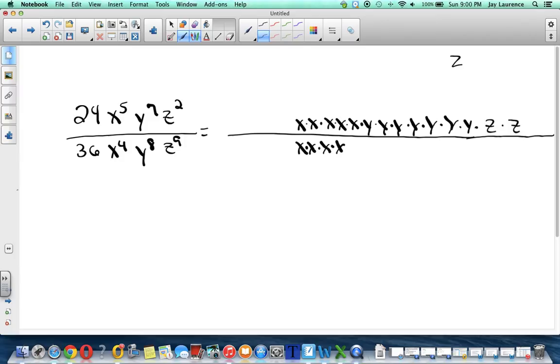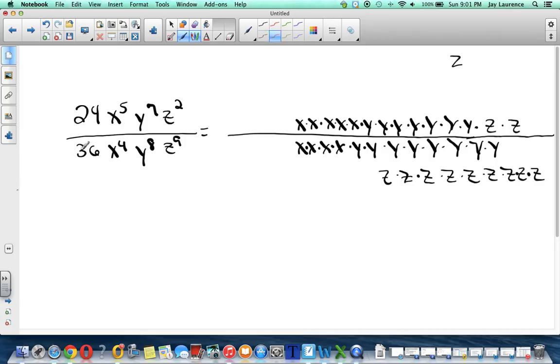All right, now the y's. Let's see. I got 1, 2, 3, 4, 5, 6, 7, 8. Okay. Then I need 9 z's, and it's kind of a pain to do it this way, but I'll go ahead and I'll just write them down here. Z, 1, 2, 3, 4, 5, 6, 7, 8, and finally 9.